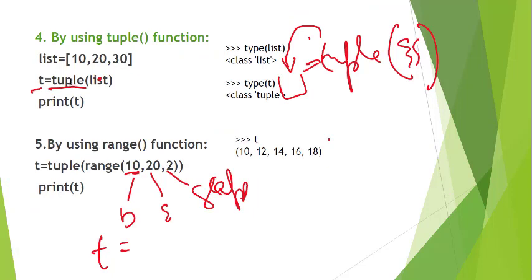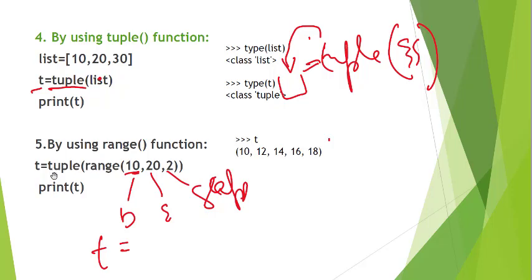And you can also use the tuple function. You can say t equals tuple, and then, for example, a list, because there is a square bracket, so it's a list. You could say tuple and give it these elements as input. Now it will create t with the same elements, but now it's a tuple.